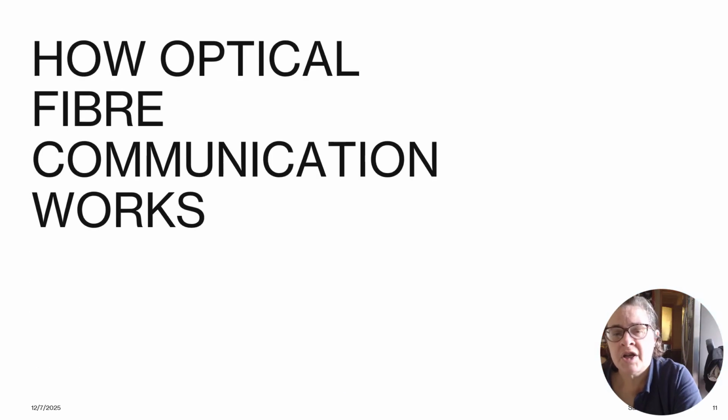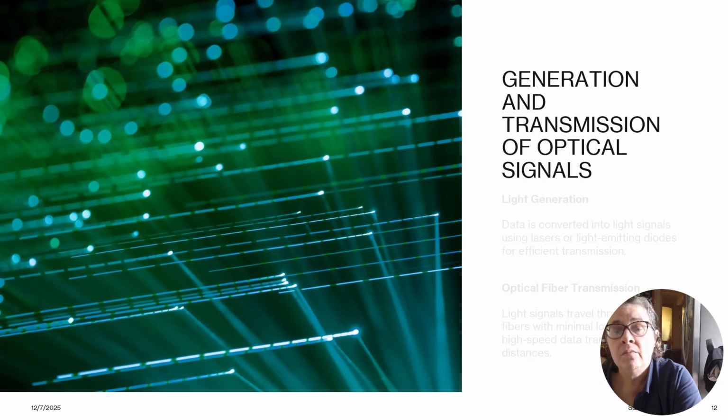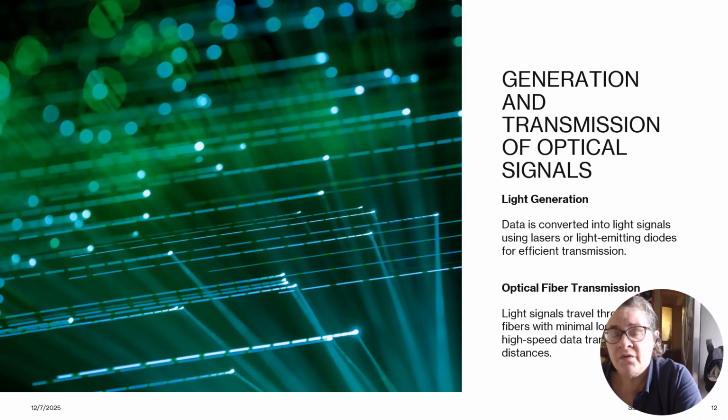We'll explore the generation and transmission of optical signals, the roles of transmitters, receivers, amplifiers, and advanced techniques like wavelength division multiplexing for efficient communication. Data is converted into light via lasers or LEDs and transmitted through optical fibres with minimum loss, enabling high-speed communication over long distances.